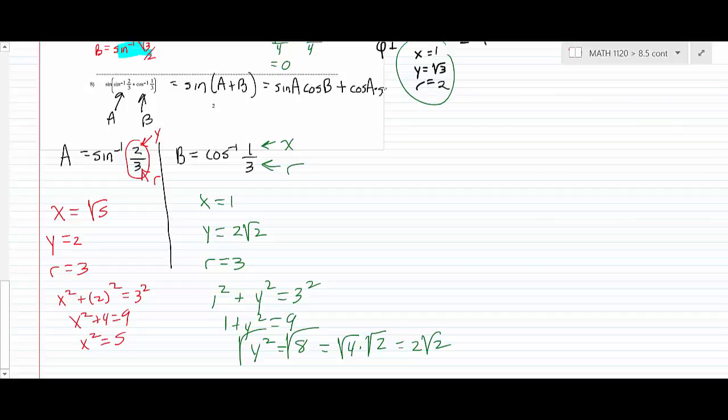So we got cosine A, and then we got sine of B like that. Okay? You guys with me on that, okay?